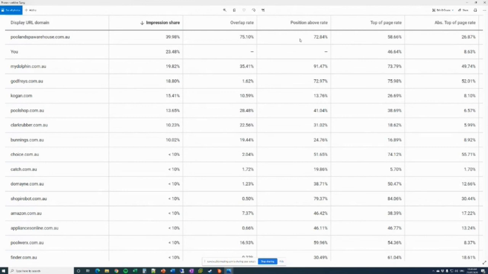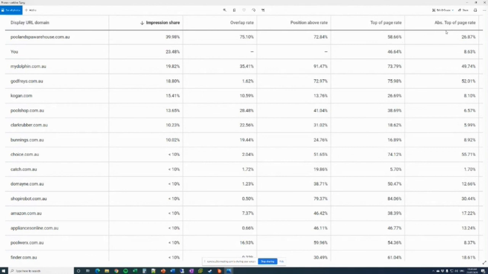Position above is Pool and Spa Warehouse 72% of the time in front of me. My Dolphin 92%. So that's the percentage of the time the business on the left is above my ad in position. And top of page? Top of page is ads shown at the top of the page, not first, just the top section. So mine are shown 46% of the time. Pool and Spa Warehouse are shown 59% of the time.